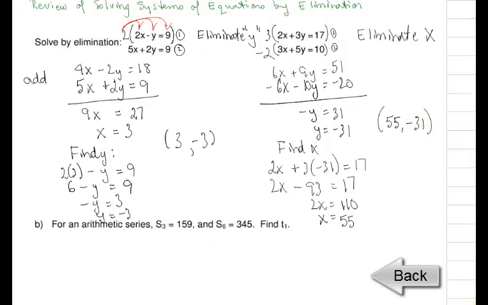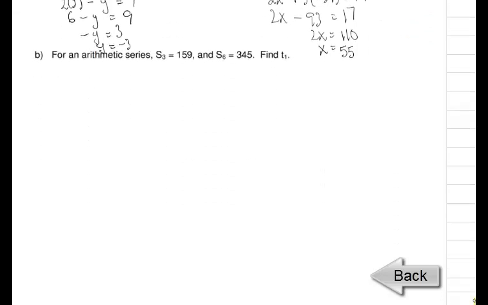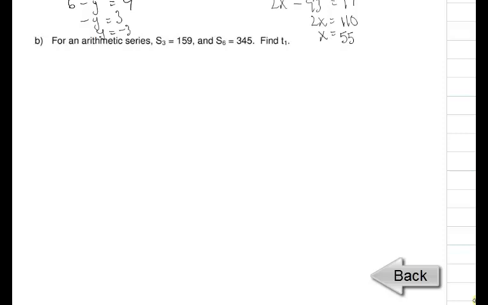Okay, so this is going to help us on our next question. So you've been asked to find t1 knowing that S3 is 159 and S6 is 345. When S3 equals 159, you know that n is equal to 3. And when S6 equals 345, you know that n is equal to 6. And keep in mind that these sums are for the same arithmetic series.